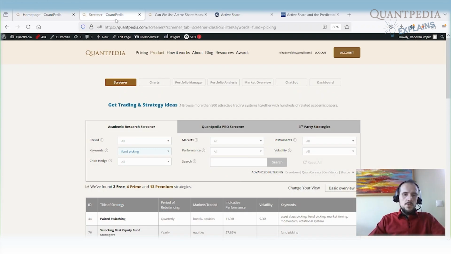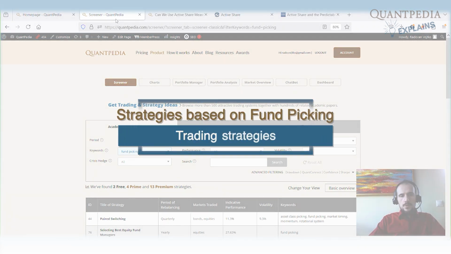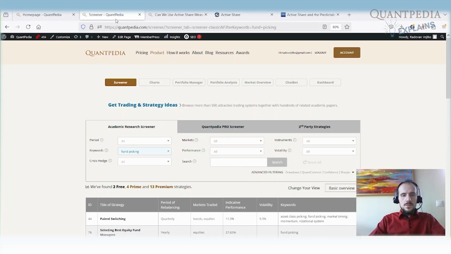Fund picking strategies are strategies that are interested in how to evaluate and how to measure the performance of mutual funds or hedge funds, which are also part of the Quantpedia database. They are not a significant part of the database, around 2%, but it is one of the tasks that's usually in the hands of the portfolio managers who are managing a fund of funds, who are trying to buy multiple funds and build portfolios from the funds or ETFs.